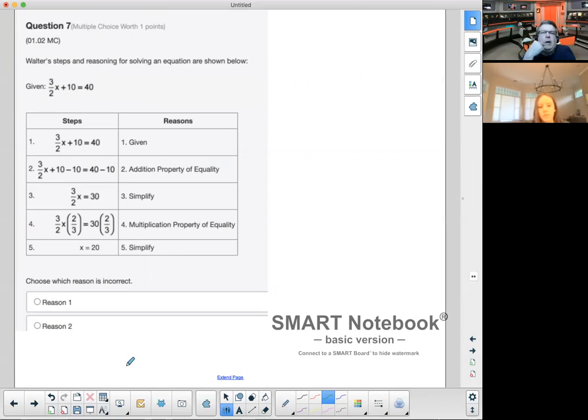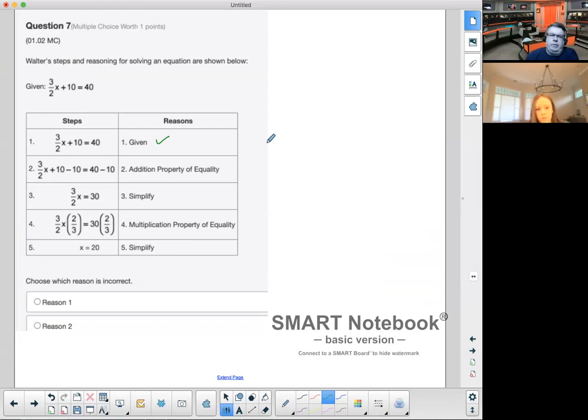Oh, so I think, can you select more than one on this? Yeah. It just cut off. Okay. So, one is correct. Would you agree? Yeah. What about reason 2? I think that's correct. This kind of makes me mad.